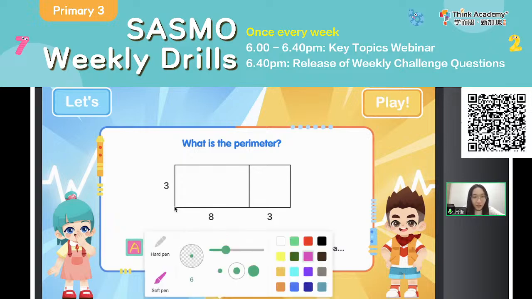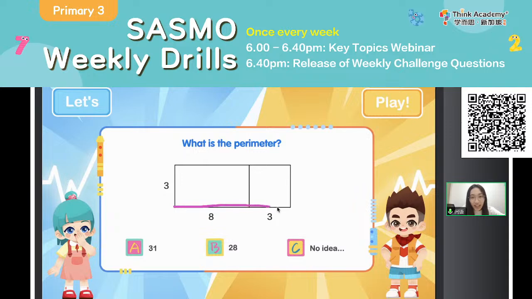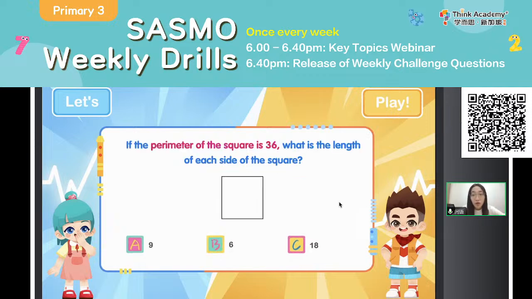So again, you just focus on the longer side, which is 8 plus 3, right? And then the opposite one should be also 8 plus 3. And then what about the width? That is 3. And the opposite one is also 3. Then what is the perimeter? Okay, good job. So it should be B. We don't need to add a line in the middle because for perimeter, that is all the sides around the figure.